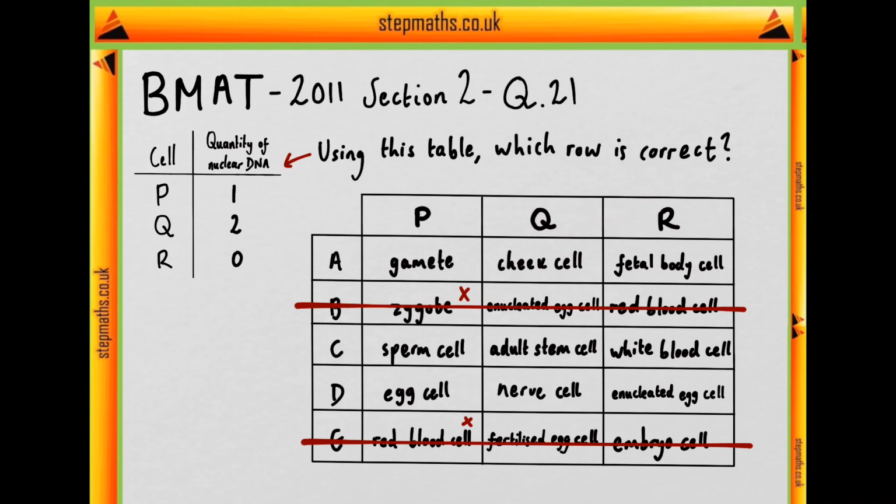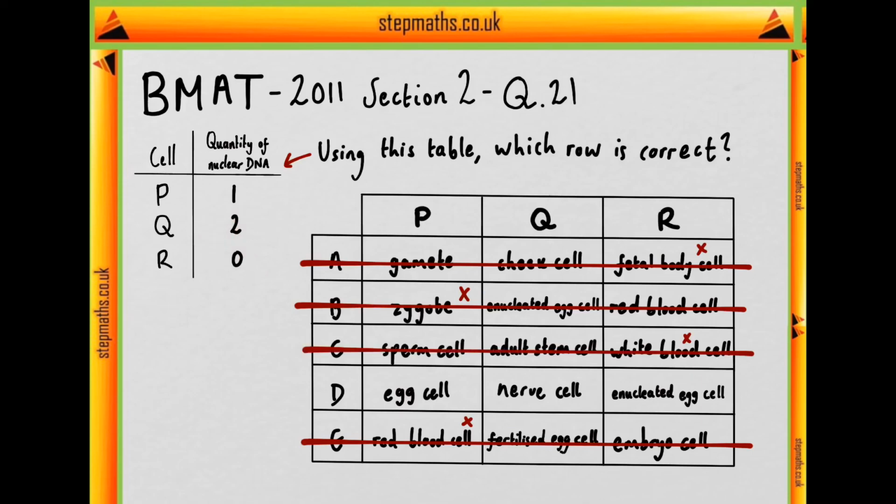Moving on to R, so which of our 3 remaining rows has a cell type with 0 DNA? Well, fetal body cells are just normal diploid cells with genetic information from both parents. So we can say this is wrong and we can eliminate row A. And then with row C, this is mixing up white blood cells with red blood cells. White blood cells actually do have a nucleus with the full amount of DNA, so therefore we can't have row C.